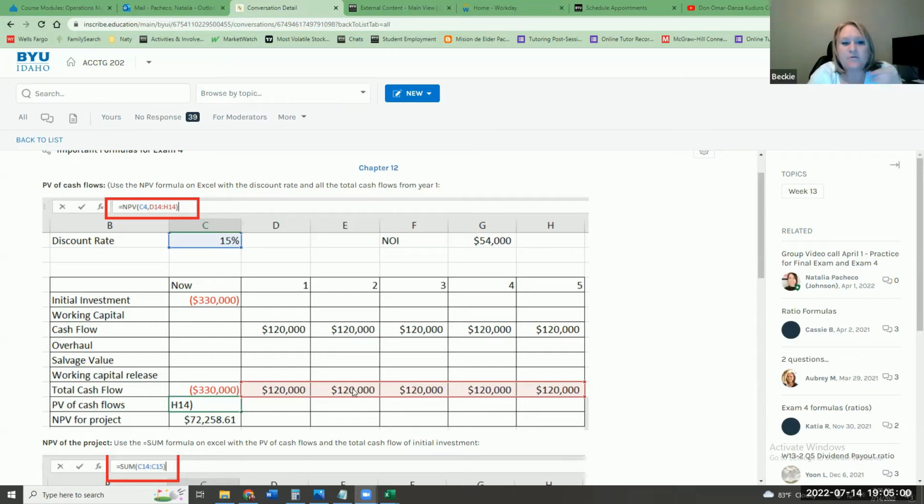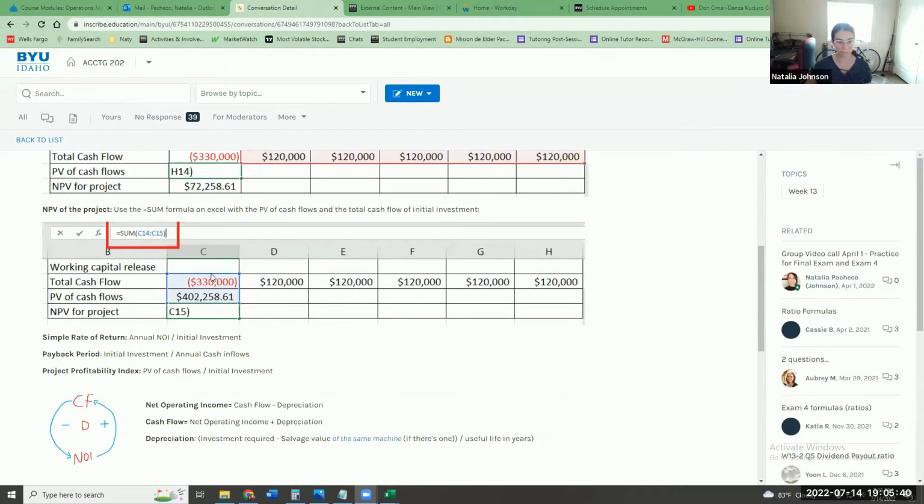One question I had is, is there ever a time that you include the initial investment amount in that, or is it always just everything from year 1 through 5? Always from year 1, because this is already the present value of now, because it's the present. Okay, so you always start with 1. Yeah. And then the net present value for the project is the sum of these two. Well, it's actually the subtraction, but because we're doing the cash flow negative, then you do the sum formula.